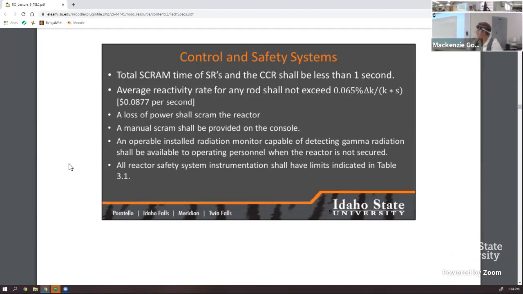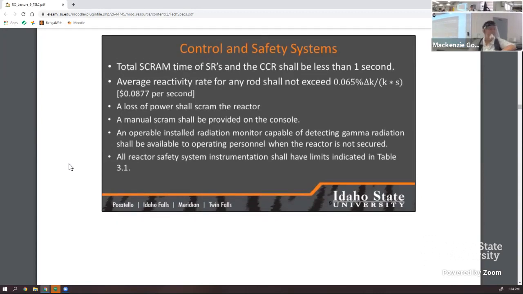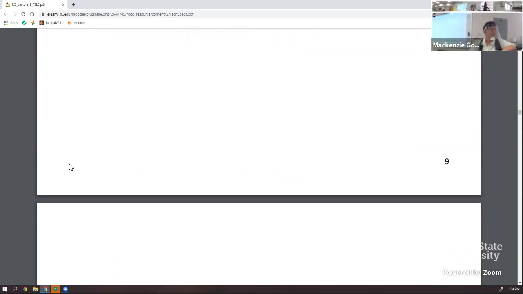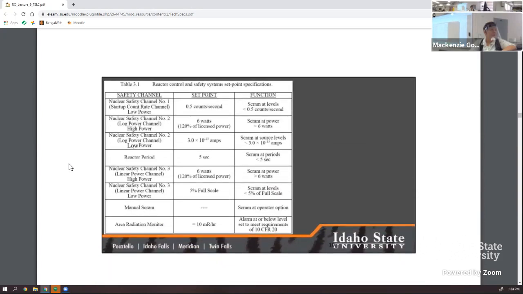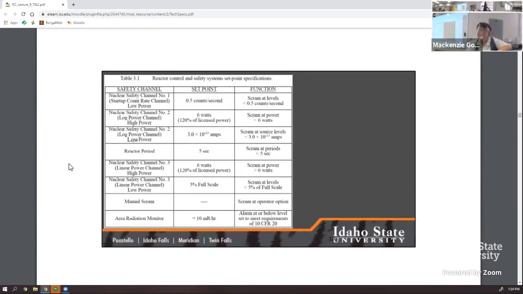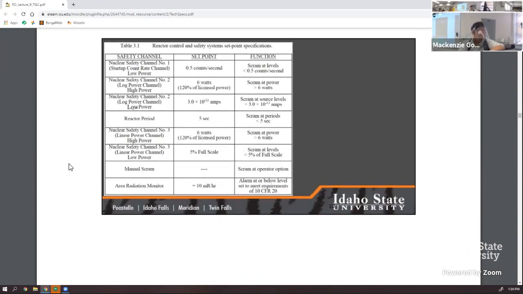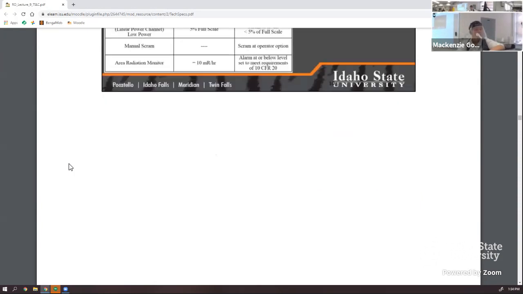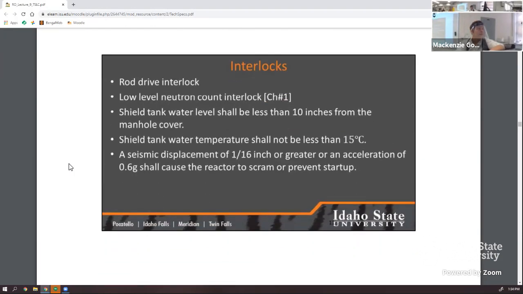And that all of the safety instrumentation shall have specified limits, and then there's a table in the TSR. I'm not going to read every single value, but this is what you're essentially going to go through when you do your channel checks, right? You're going to make sure each one of these systems is at the correct set point. So you'll become familiar with this as you go through the procedures more and more. But the important thing to know is those set points come from the TSRs.